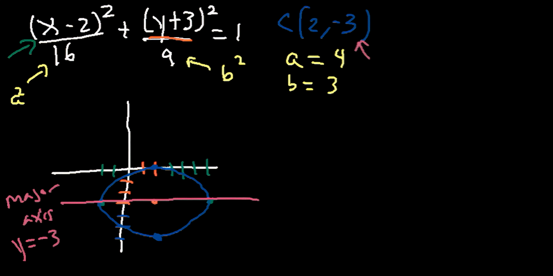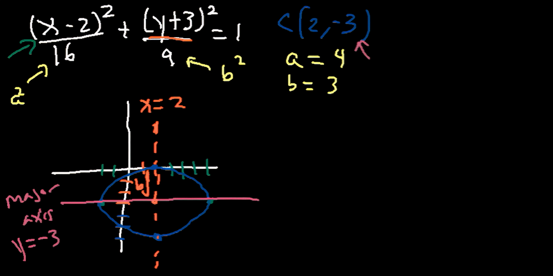The minor axis is wherever b is. This is the minor axis, because b was over here. So the minor axis, if you want to write that as an equation, it's x equals 2.